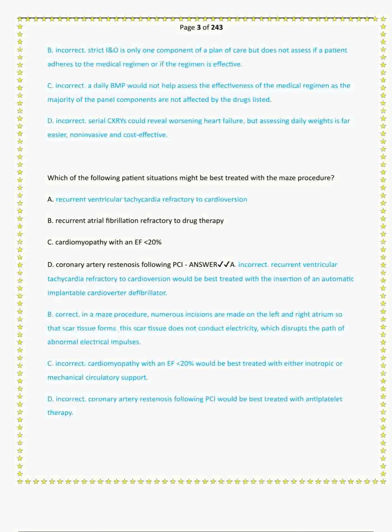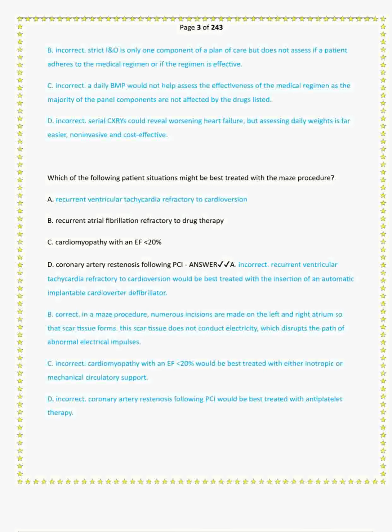Which of the following patient situations might be best treated with the Maze procedure? A. Recurrent ventricular tachycardia refractory to cardioversion. B. Recurrent atrial fibrillation refractory to drug therapy. C. Cardiomyopathy with an EF of 20%. D. Coronary artery restenosis following PCI. Answer A. Incorrect. Recurrent ventricular tachycardia refractory to cardioversion would be best treated with the insertion of an automatic implantable cardioverter defibrillator.